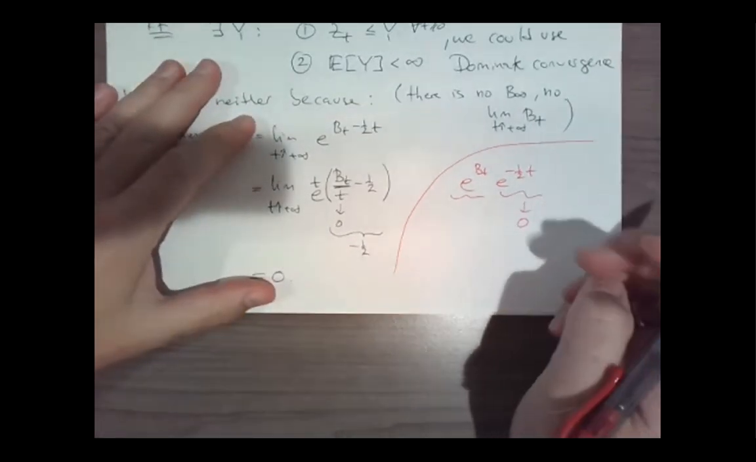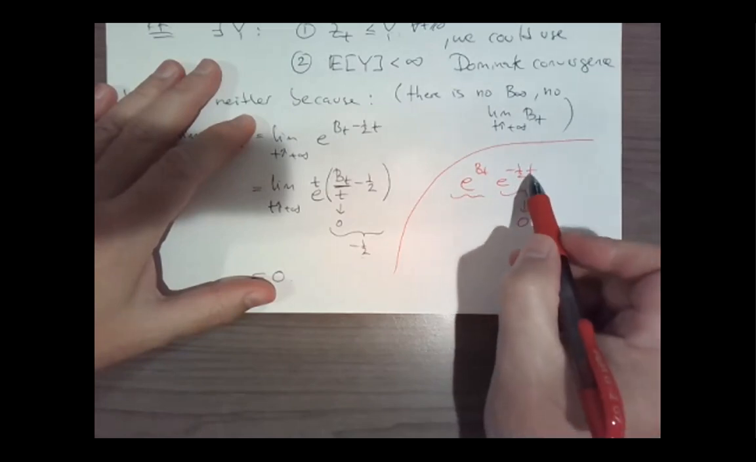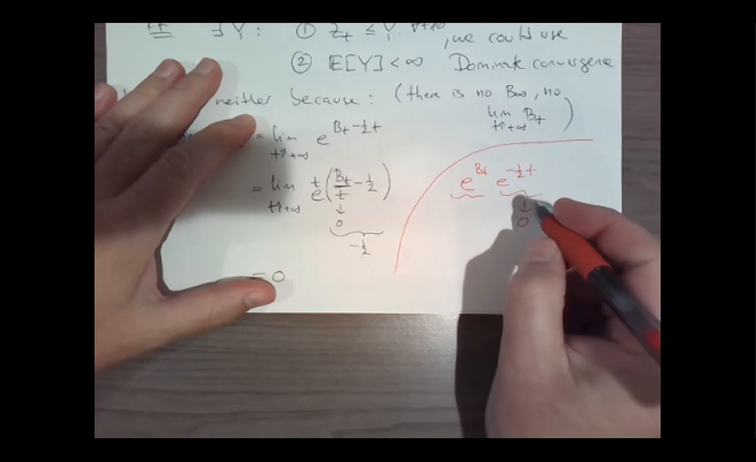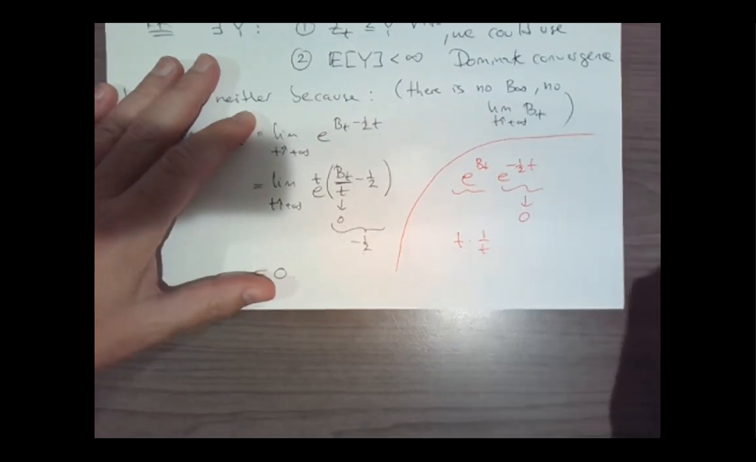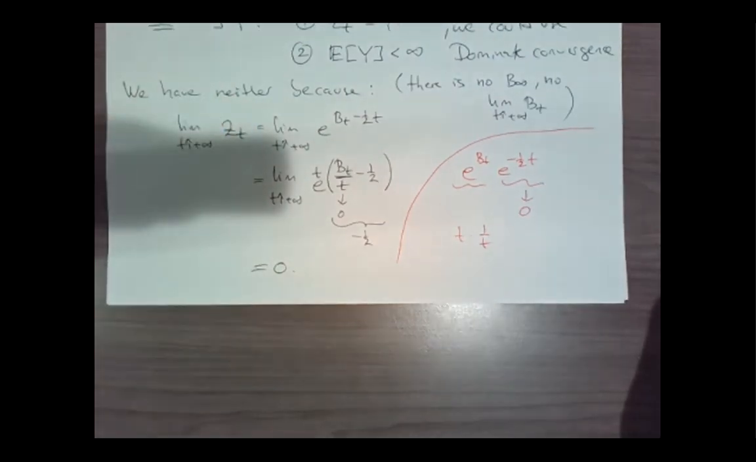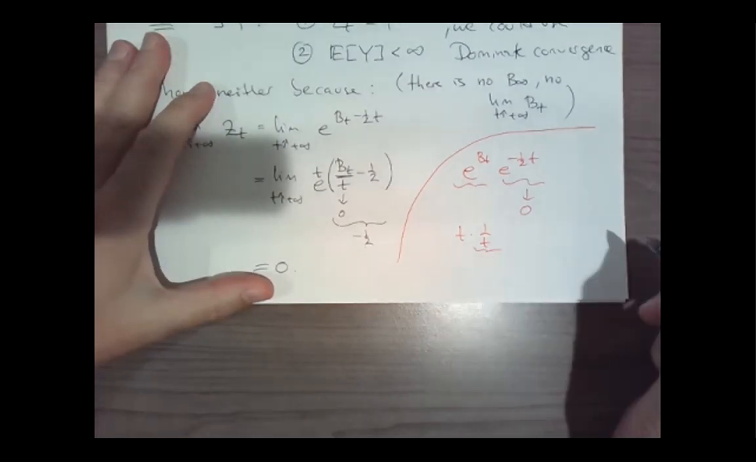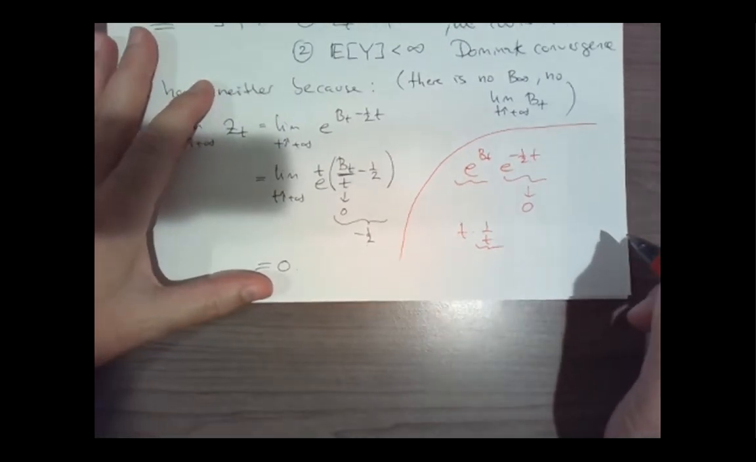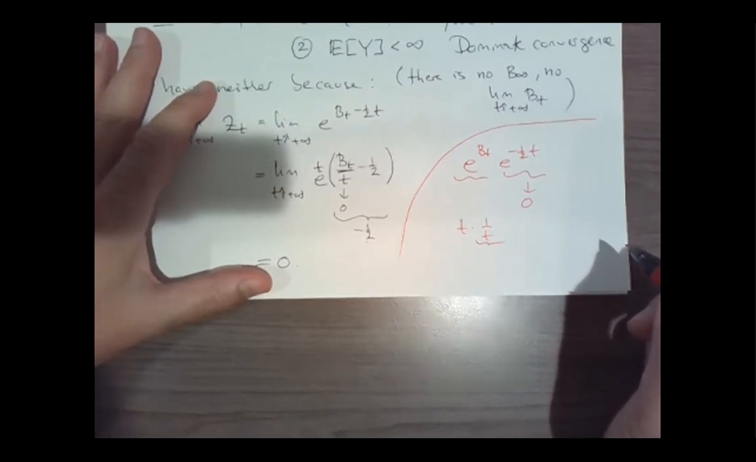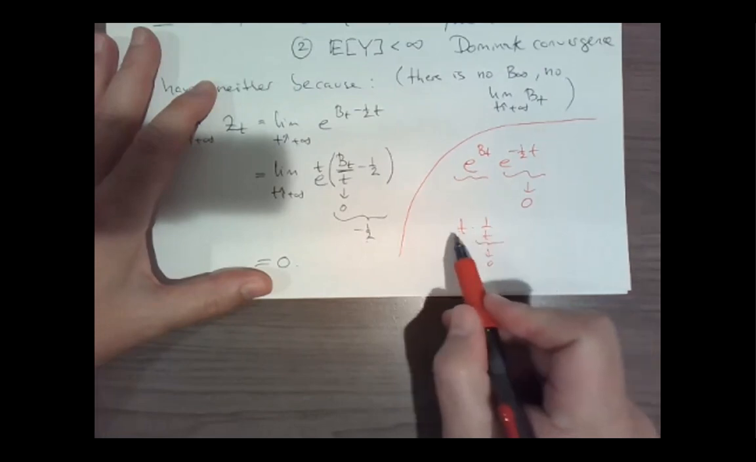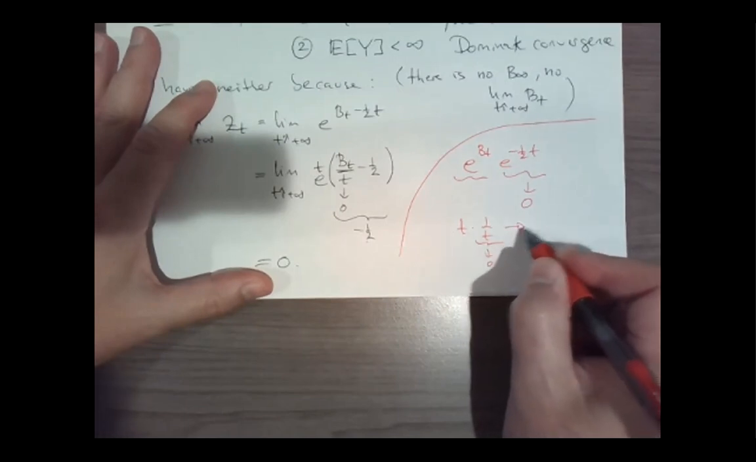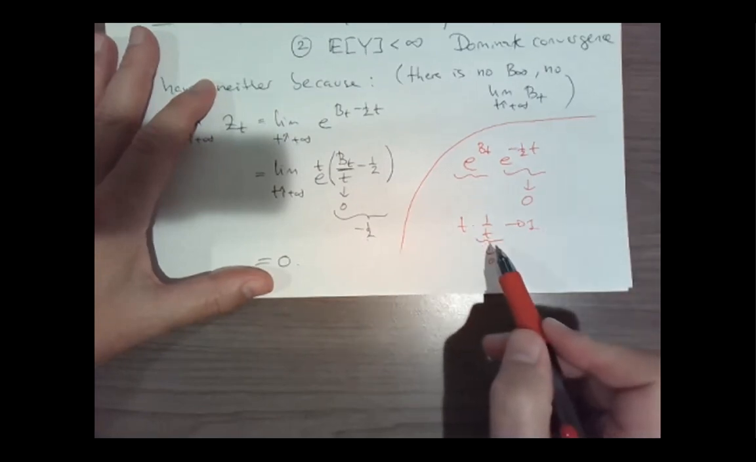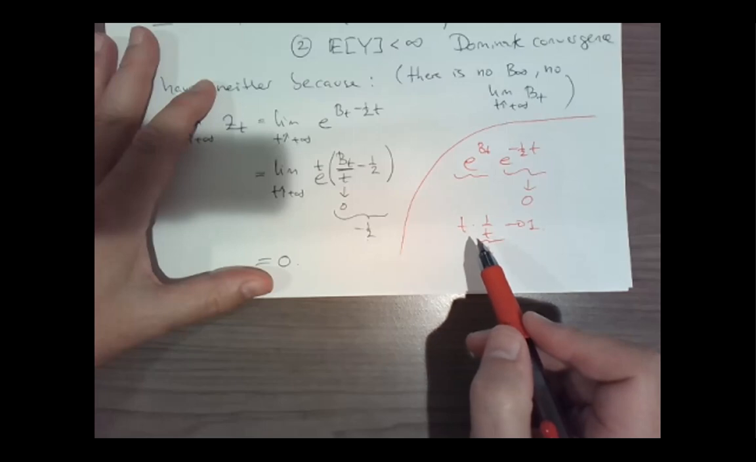If I write, so we have a t here. If I take t times 1 over t, 1 over t, where does it go? To 0. And where does the product go? To 1. So just because part of the product goes to 0, it doesn't mean that the product is going to go to 0.